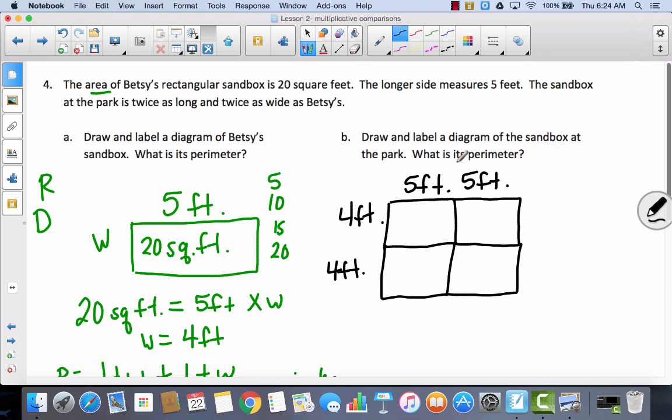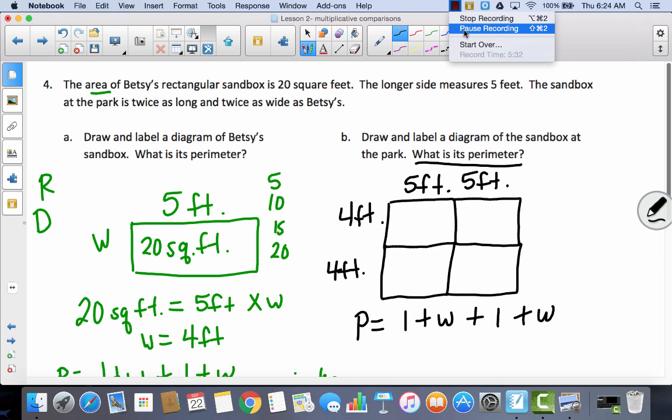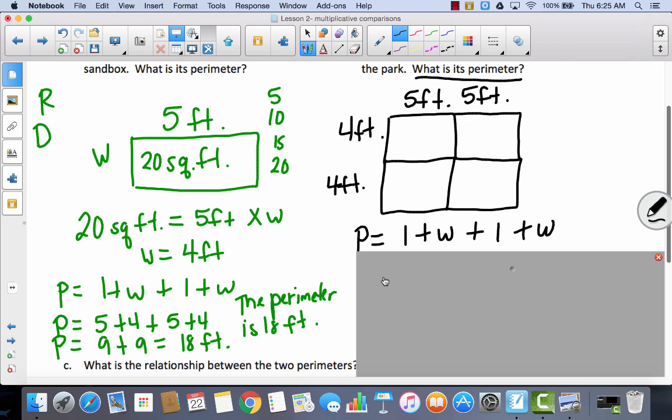All right, so now it says, what is the perimeter? So again, we're going to find the perimeter. The perimeter equals length plus width plus length plus width. I'd like for you to go ahead and find the perimeter of the sandbox at the park all by yourself. Okay, so hopefully you pause the video and you're not just copying everything that I do, because whenever you're doing that, you're not really learning, you're just copying.